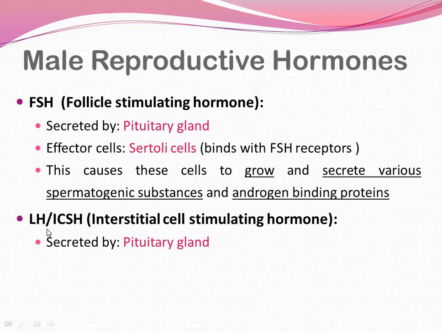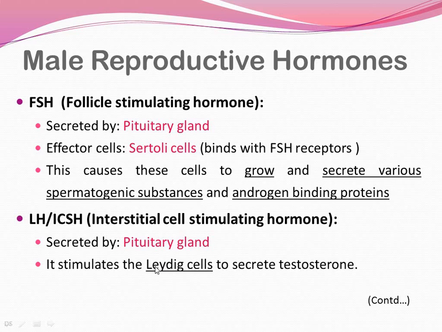Similarly, in the case of ICSH, what will be the effector cell? The effector cell will be the interstitial cell or Leydig cell. So it stimulates the Leydig cell, and its function is to secrete testosterone. Remember, testosterone is a steroidal hormone, and because it is steroid in nature, it will act on receptors located within the cell, on the nucleus. We call this receptor a nuclear receptor. So this is an anabolic hormone.